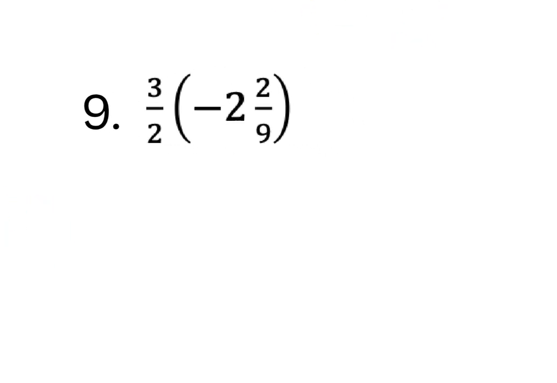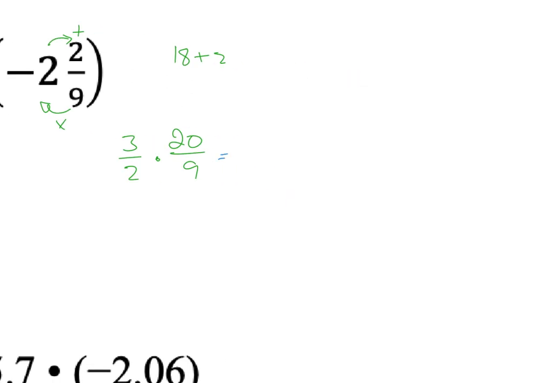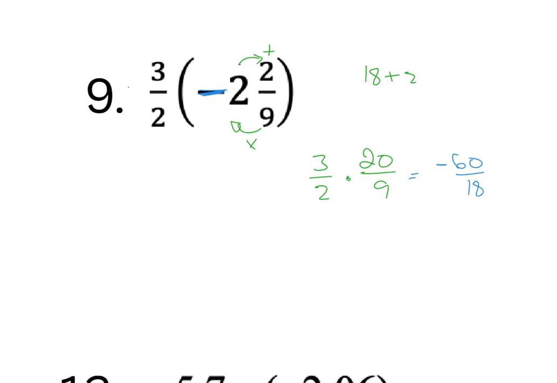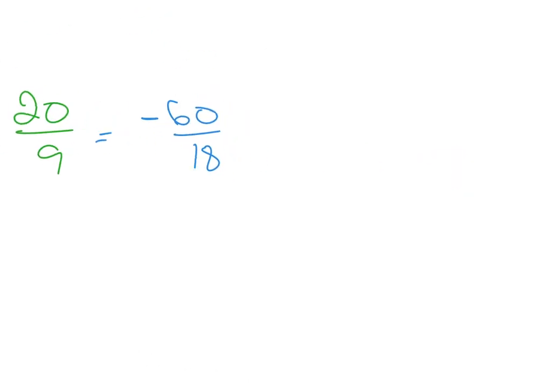With this one, I would not recommend you try and multiply a mixed number times a fraction. Let's go ahead and convert this mixed number to an improper fraction. So we'll do 9 times 2 to get 18. Add that 2 on top, and we get 20/9. And then you just multiply straight across. You get 60/18. And it's negative because we had the negative, right? Don't forget that. Negative times a positive is going to be negative.